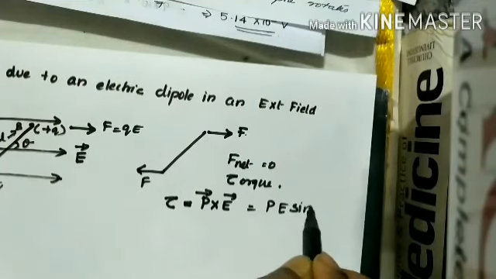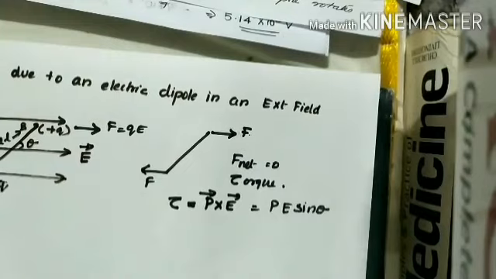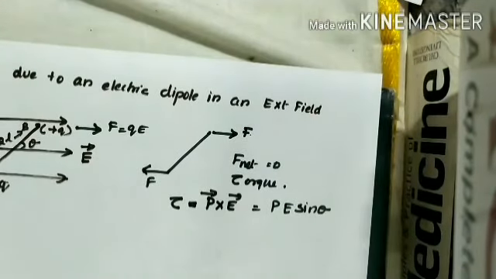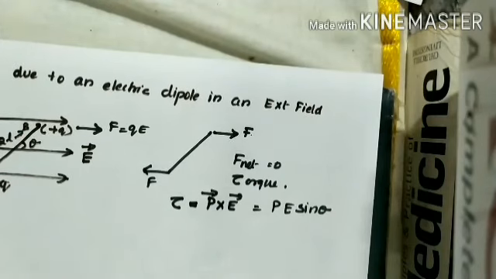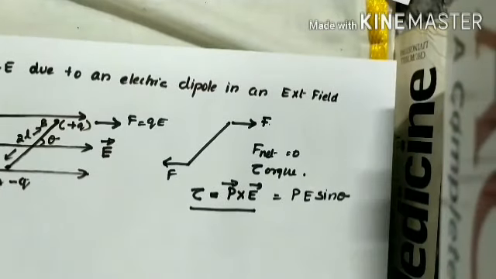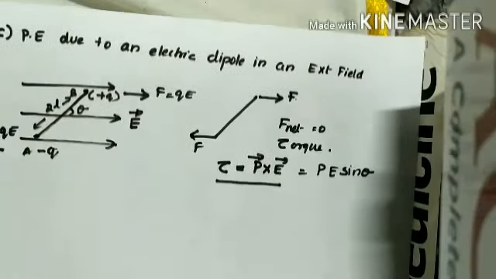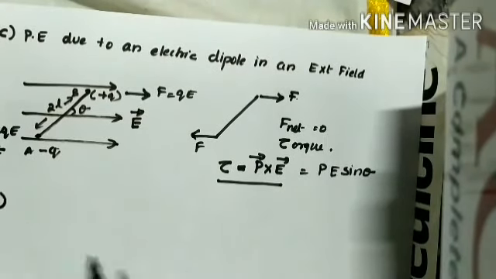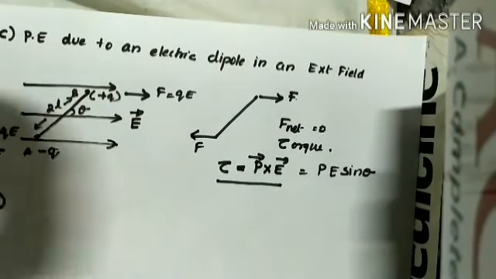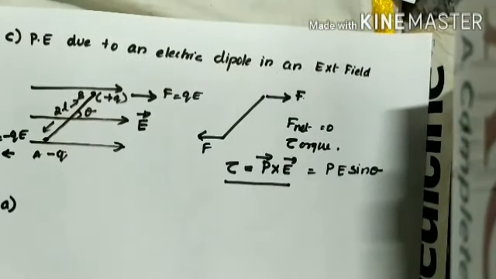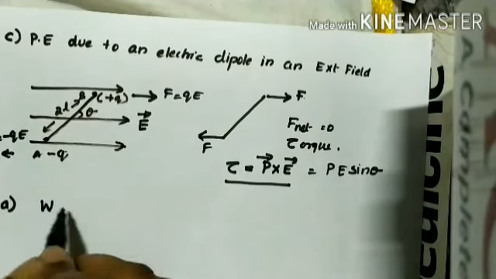So torque is P cross E, and I'm going to write it in vector form, PE sine theta also. And what is theta, guys? Theta is the angle the dipole makes with the electric field. These are things already learned, and we have just refreshed them with this equation. This equation is required for the further calculation of potential energy. First we will go through some subtopics, then we'll go for finding the potential energy.